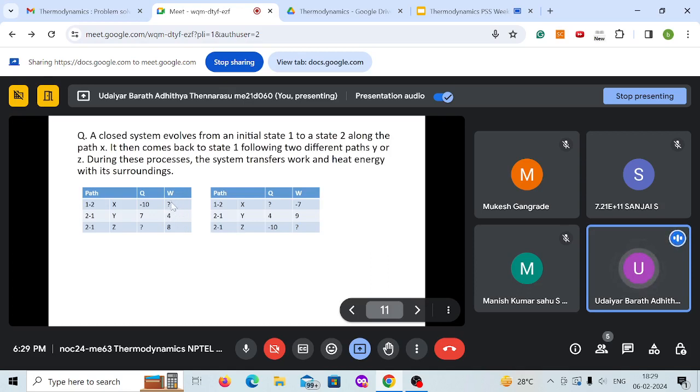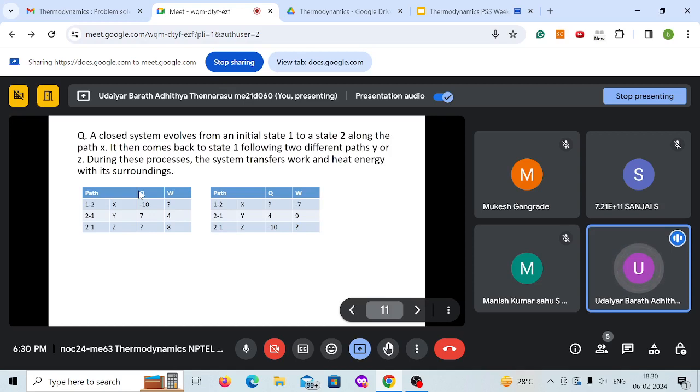So we'll see the first case, it goes from 1 to 2, so there is a minus 10 of heat transfer, and then we'll see it will come back from 1 to 2 along path y. So minus 10 plus 7, so it will come out to be minus 3. So the system is rejecting some heat to the surroundings. So minus 3 kilojoules. So this should be equal to the net work transfer, because this is going through a cycle.